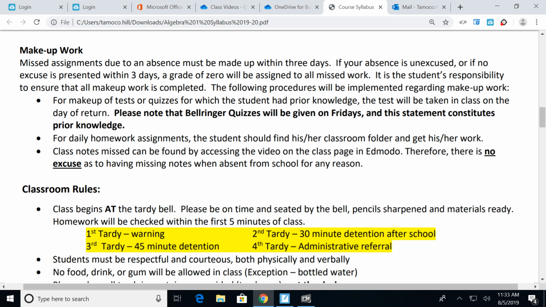Class notes missed can be found by accessing the video in the class page in Edmodo. Therefore, there is no excuse as to having missing notes when absent from school for any reason.